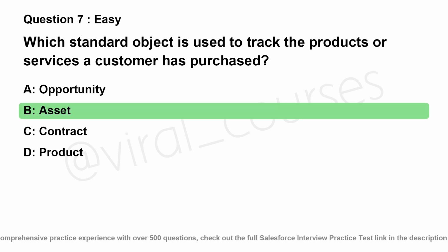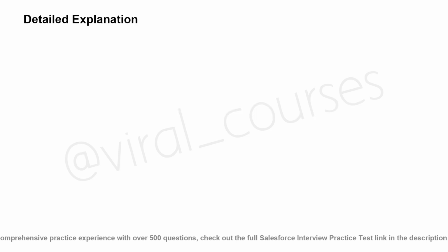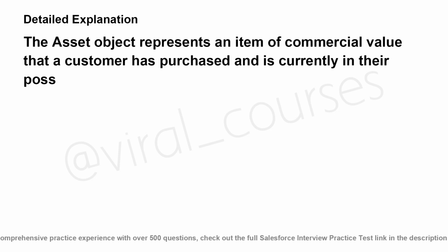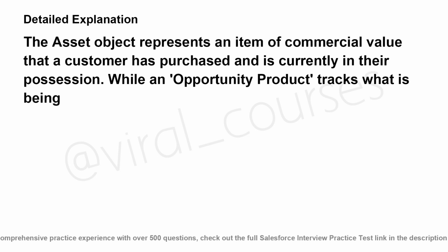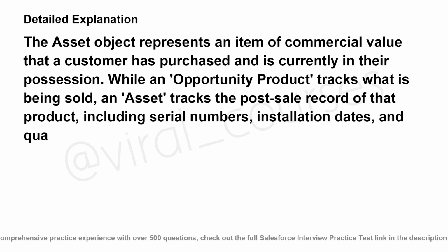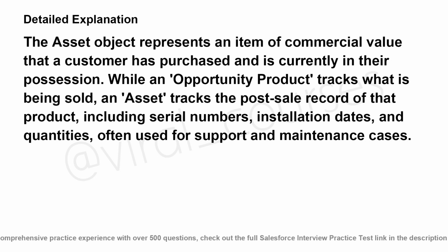The correct answer is B. The asset object represents an item of commercial value that a customer has purchased and is currently in their possession, while an opportunity product tracks what is being sold. An asset tracks the post-sale record of that product, including serial numbers, installation dates, and quantities, often used for support and maintenance cases.